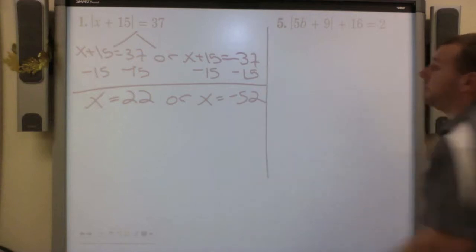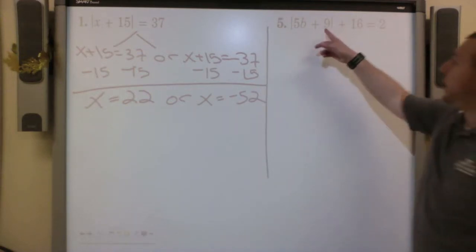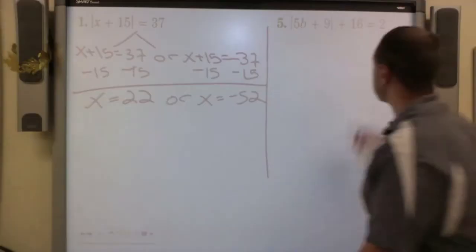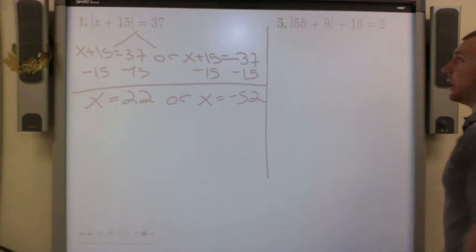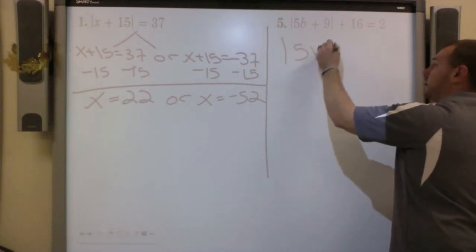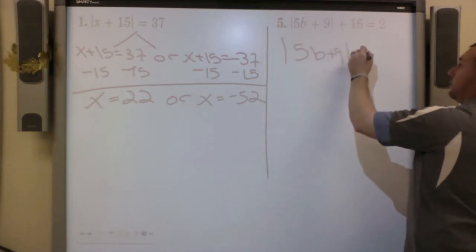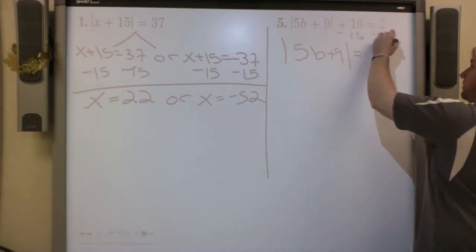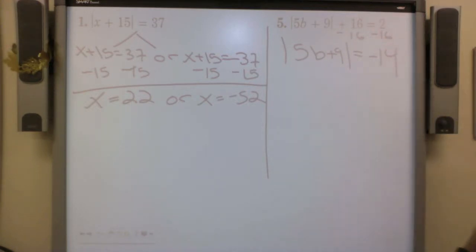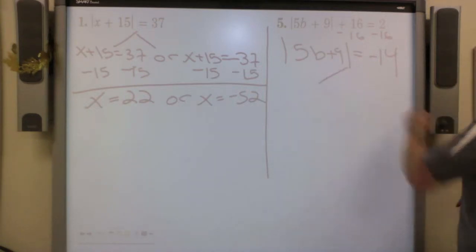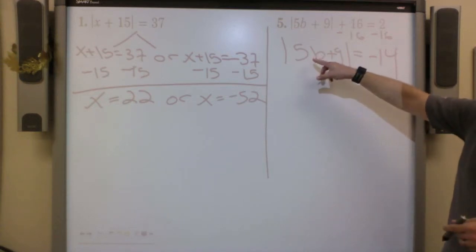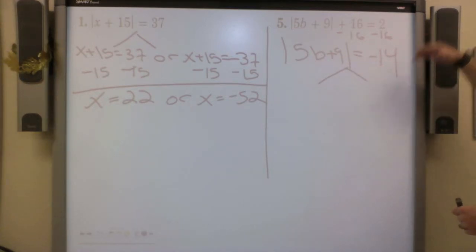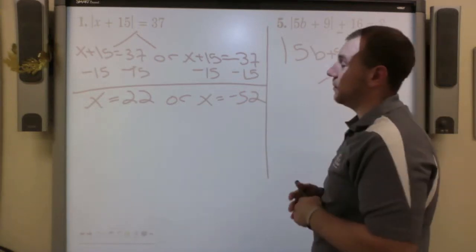Now the trick with this one is the absolute value isn't alone. So I have to move this 16 over to the other side. I'm going to do that by subtracting that 16. And that's negative 14. Now, you might say, okay, well, split it into those two cases, where 5b plus 9 equals negative 14, or 5b plus 9 equals positive 14. And that's where most people make the mistake.